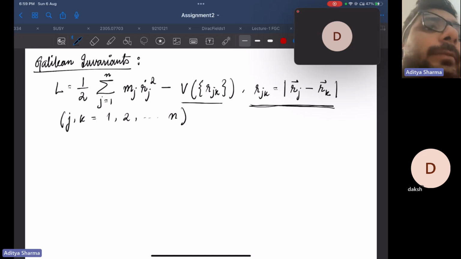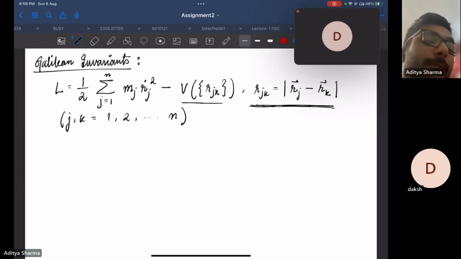So you can see from the expression of this V that it already tells you the distance between two of them is always the same. Sorry, I mean to say the distance between the two of them is invariant under rotations.